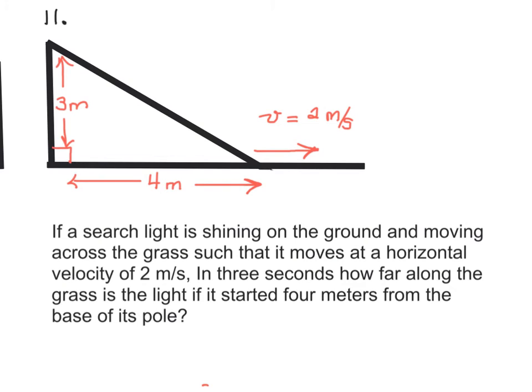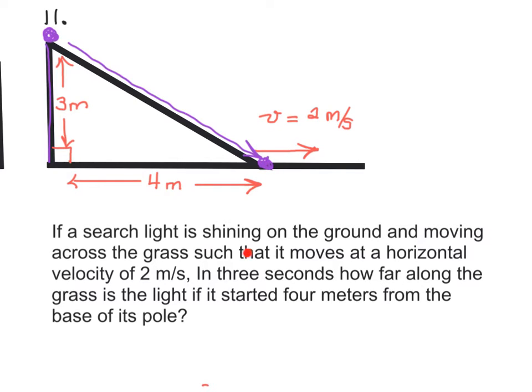In this problem, if a searchlight is shining on the ground, so let's imagine our searchlight is coming from here, and it's shining down this way onto the ground right here. So it's like searching right here. And this is the pole right here. And this is the searchlight, and it's shining down onto the grass.